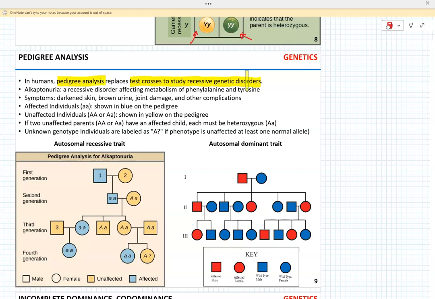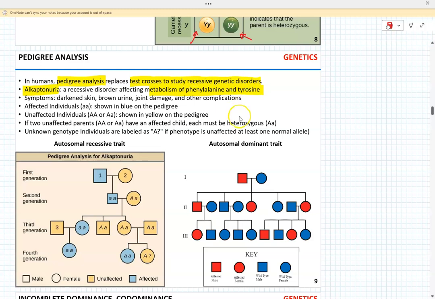We're going to discuss pedigree analysis using examples of autosomal dominant and autosomal recessive traits. Alkaptonuria is an autosomal recessive trait. In other words, the person who has symptoms, or is affected, has to have 2 recessive alleles, has to be homozygous recessive. It affects the metabolism of the amino acids tyrosine and phenylalanine.